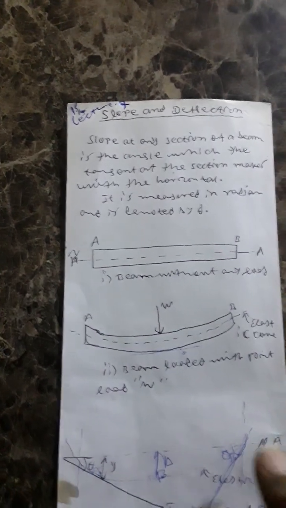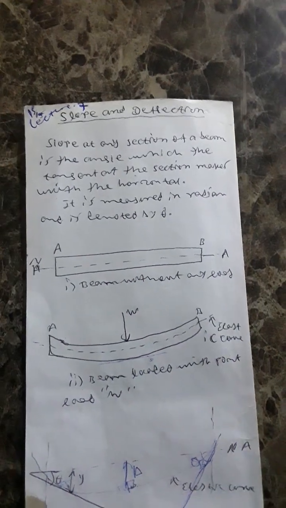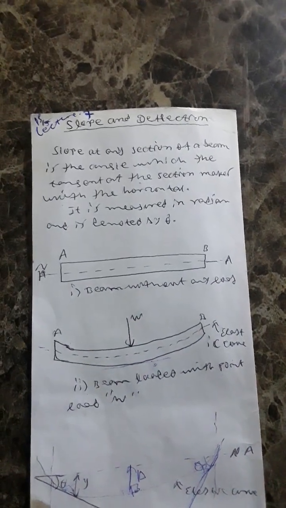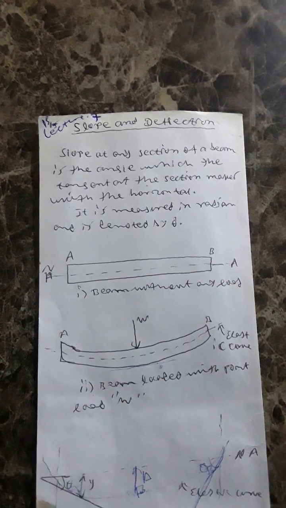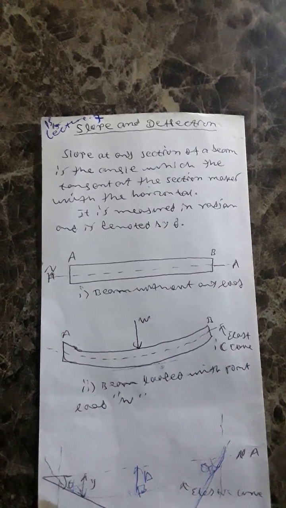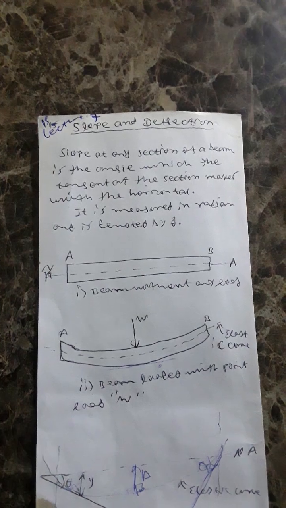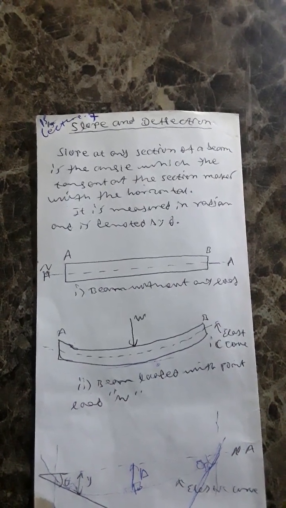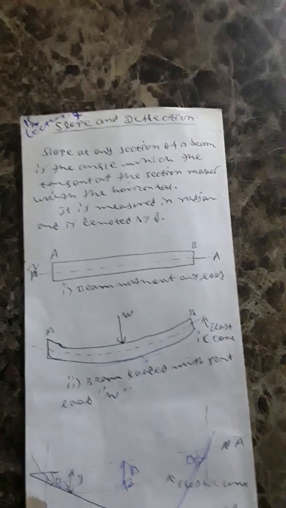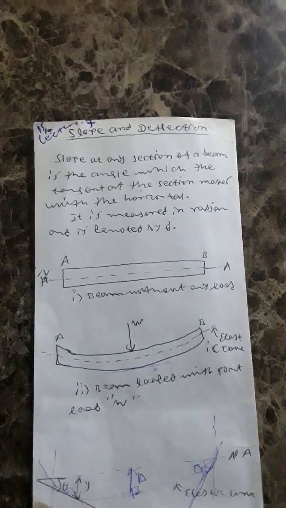Lecture 7: Slope and Deflection. Slope at any section of a beam is the angle which the tangent at the section makes with the horizontal. It is denoted by theta.